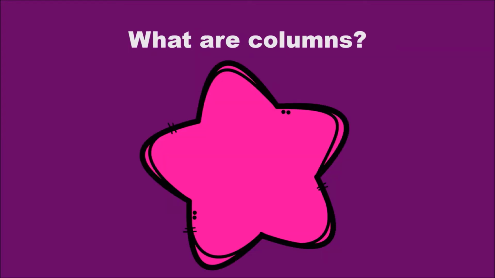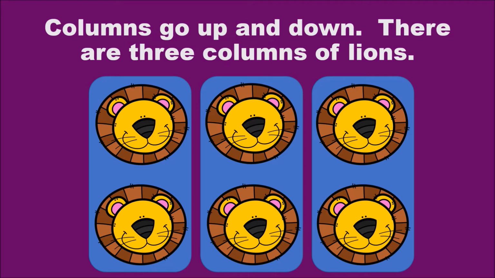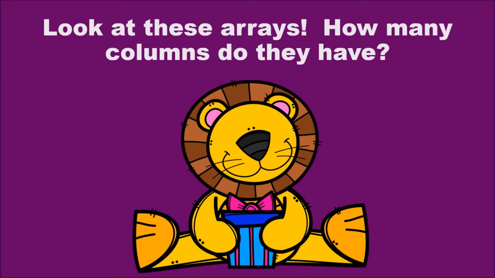What are columns? Do you remember? If you remember, think of the answer in your own head. Columns go up and down. There are 3 columns of lions. When I think of columns, I like to think of a flagpole going up and down. Look at these arrays. How many columns do they have going up and down?